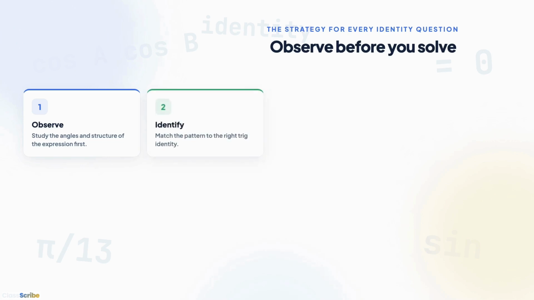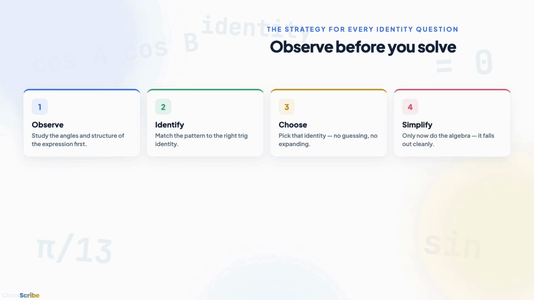Always remember this strategy. First, observe the expression, then identify the pattern, choose the correct identity, and only then simplify. This approach saves time and makes even difficult CBSE identity questions much easier to solve.